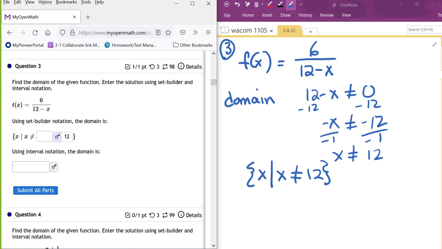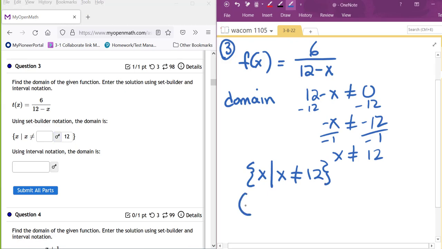And then they want us to give the interval notation. Well, it'll be like those other two we did. You're coming from negative infinity, going to 12. Use parentheses because you're not going to touch it, and then start again at 12 and go to infinity.